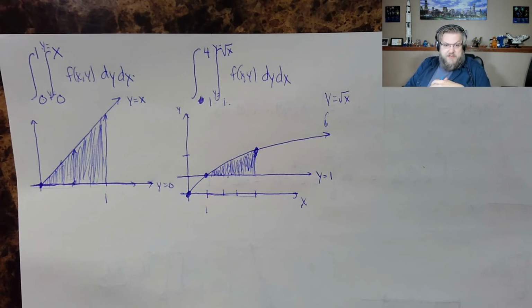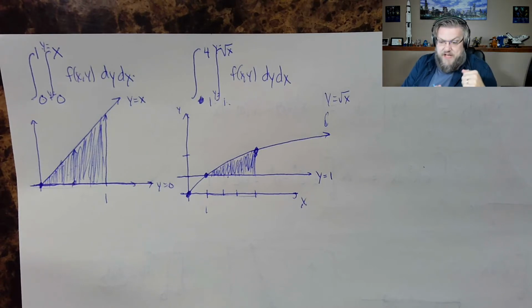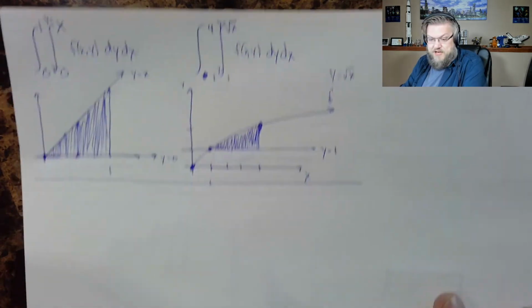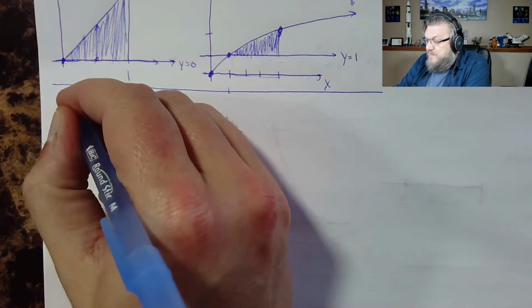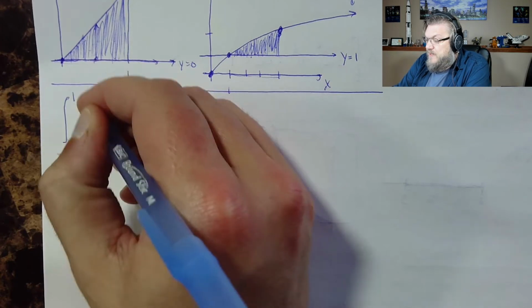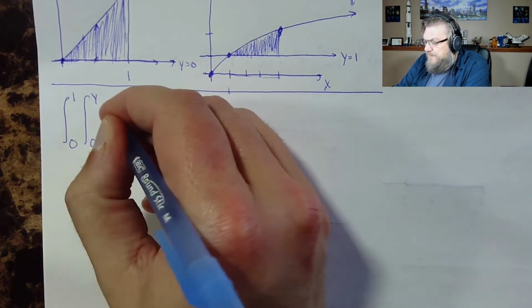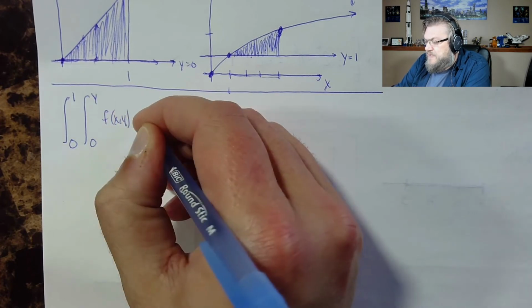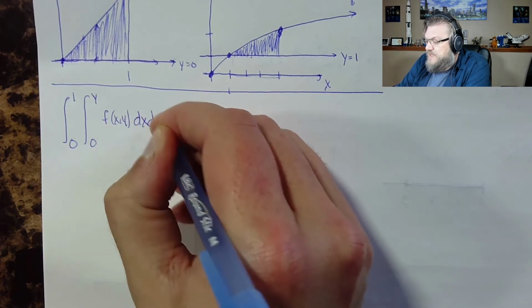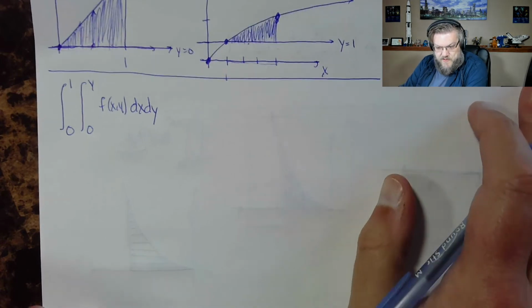Now I'll switch it on you. dx dy is horizontal, so it's going from left to right. So the arrows are going from left to right, but the idea is very similar. Suppose I have now the iterated integral that does this. I want to integrate from 0 to 1 of the integral from 0 to y of a function, but I want to do dx dy this time.